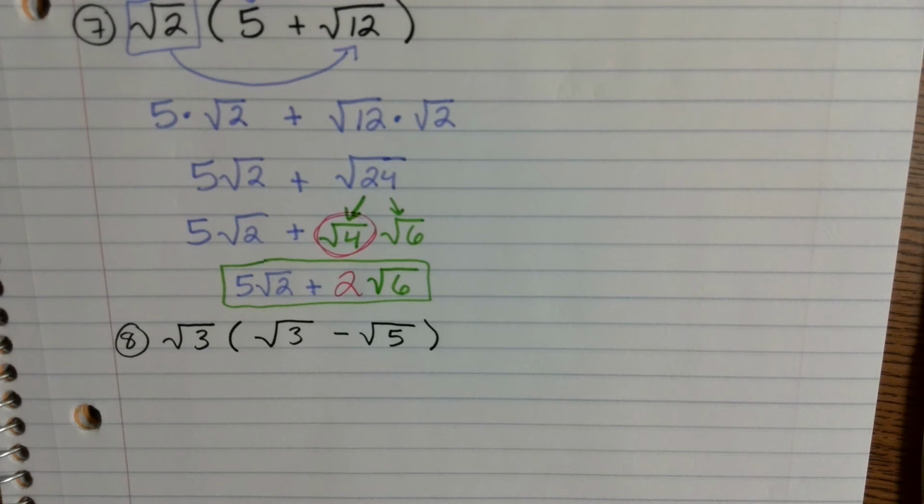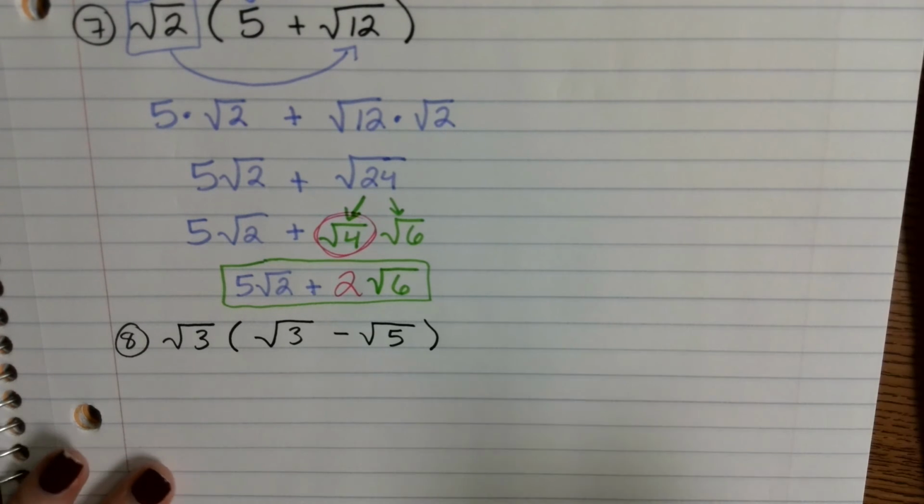All right, you can tell me what they got. Richard? 3 minus the square root of 15. So again, you're just distributing.